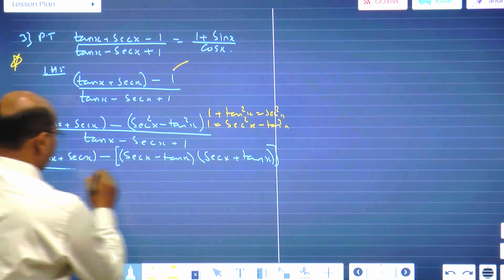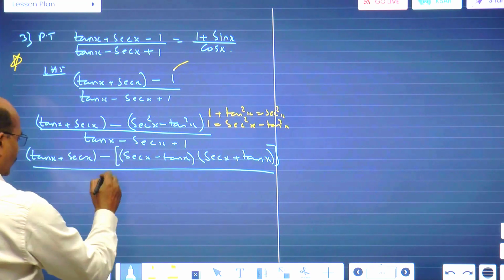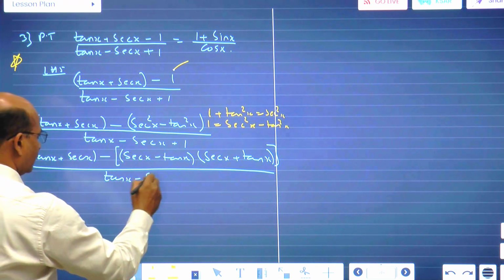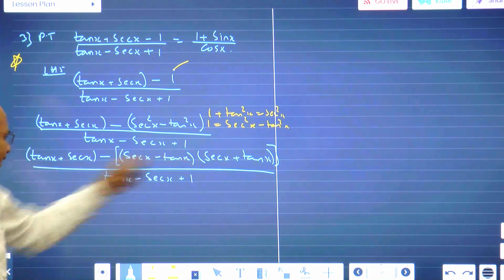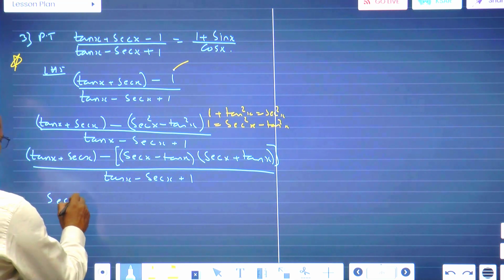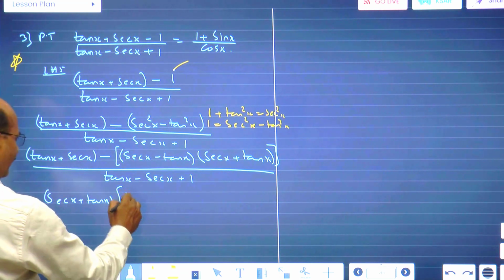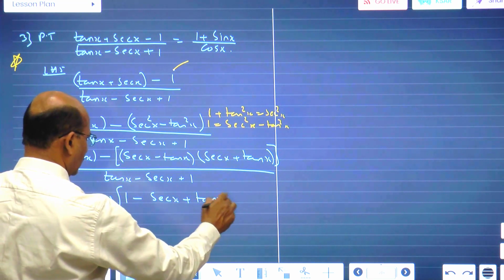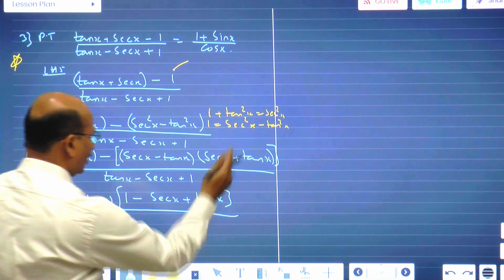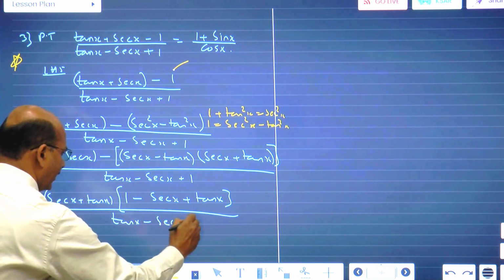upon, I really don't want to touch this because two big things I don't want to put my hand into. So this will become tan x minus sec x plus 1. Now if you look at the numerator, I can take tan x plus sec x common, right? So from the numerator, if I take sec x plus tan x common, what remains, guys? Here it will be 1 minus sec x plus tan x. That's all, upon, because I took sec x plus tan x common, so this is nothing but tan x minus sec x plus 1.